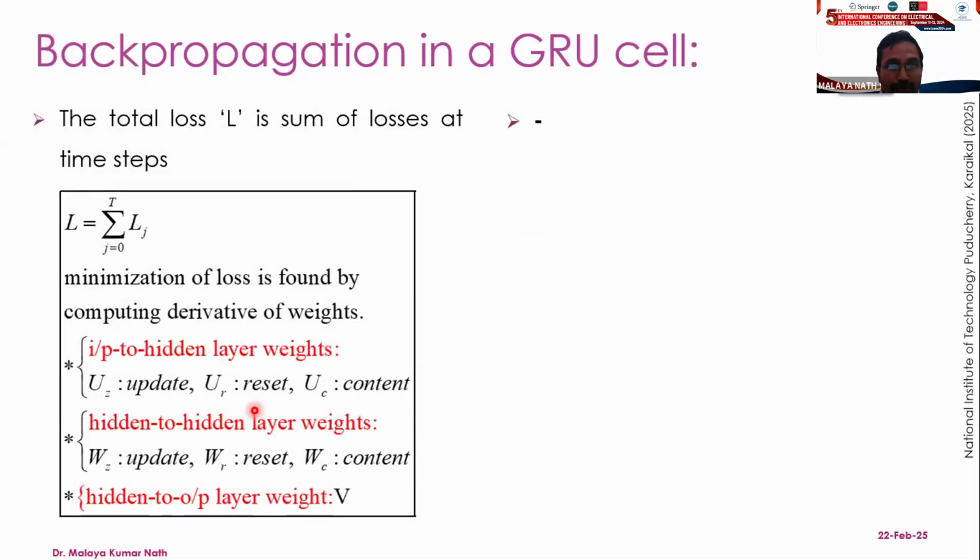Now how is backpropagation possible in case of a gated recurrent unit? As we have discussed, the total loss has to be calculated in backpropagation of the GRU. The total loss is computed as the summation of j equal to 0 to t of Lj.